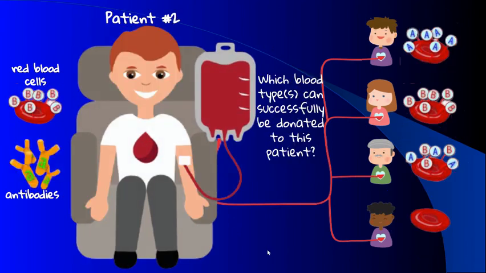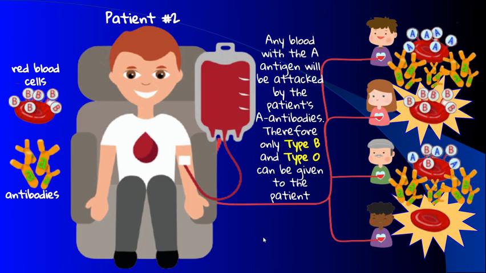Here we have patient number 2. He has the B antigen on his red blood cells, which means he has type B blood. So which blood types can successfully be donated to our patient number 2? In this case, any blood with the A antigen will be attacked by the patient's A antibodies. Therefore, only type B and type O blood can be given to this patient successfully.